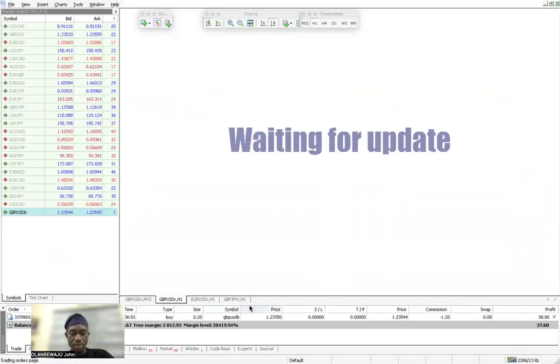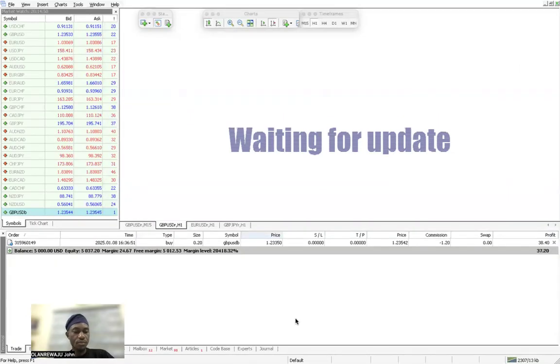Let me bring this up. Maybe we can see it. All right, awesome. So when you check here, you see that we have balance, we have equity, we have margin and the likes. You see this margin, provided you trade with risk management, which I will still teach you.